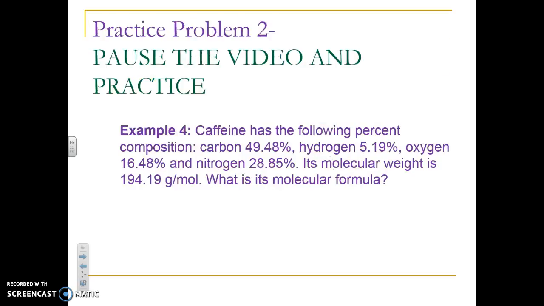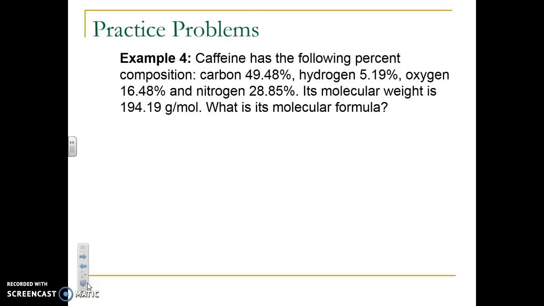Okay, at this point, pause the video and practice this next example. You should have gotten the answer C8H10O2N4. Let's see how it's done.